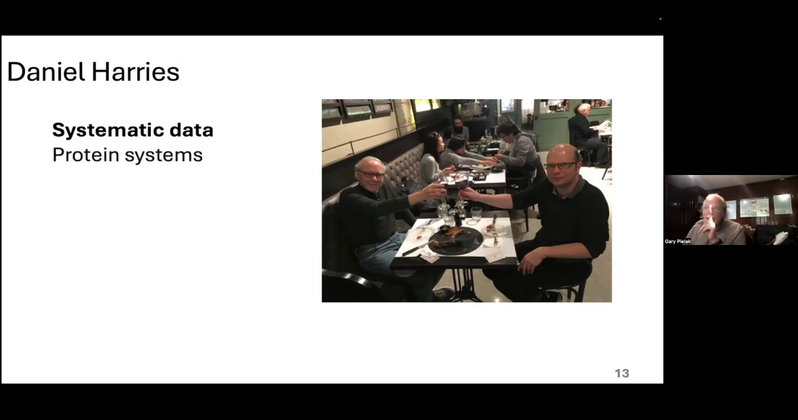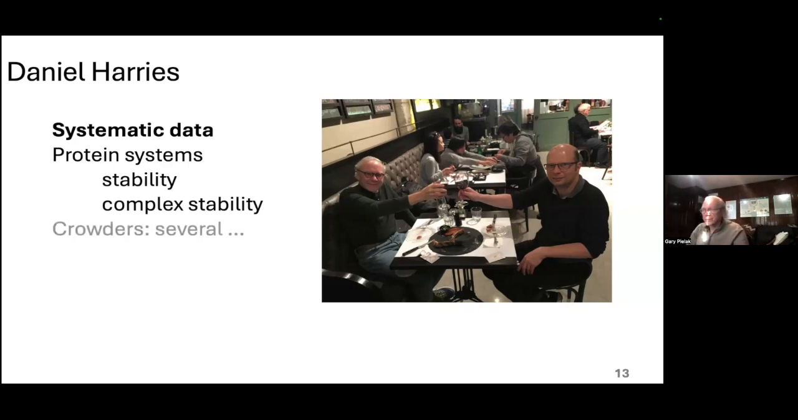We needed to choose several protein systems that would test different aspects of our ideas. One is protein stability, that is the difference between the folded and the unfolded state. We also wanted to look at the stability of protein complexes. We wanted to choose crowders where we could look at several different things. We wanted to look at several sizes. In other words, to come up with a model, we needed to look at the size effect of the crowding molecule.